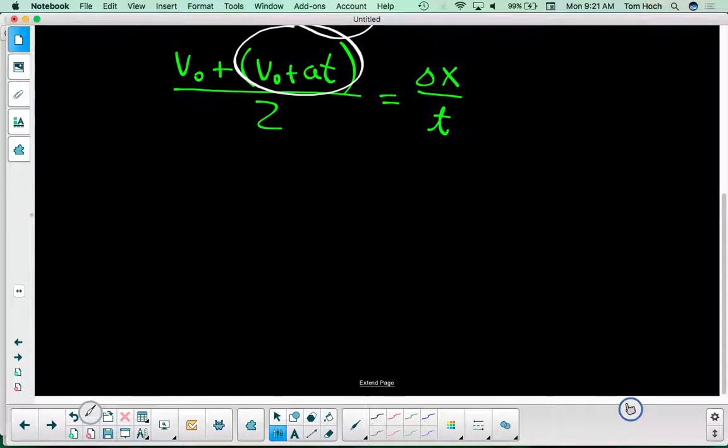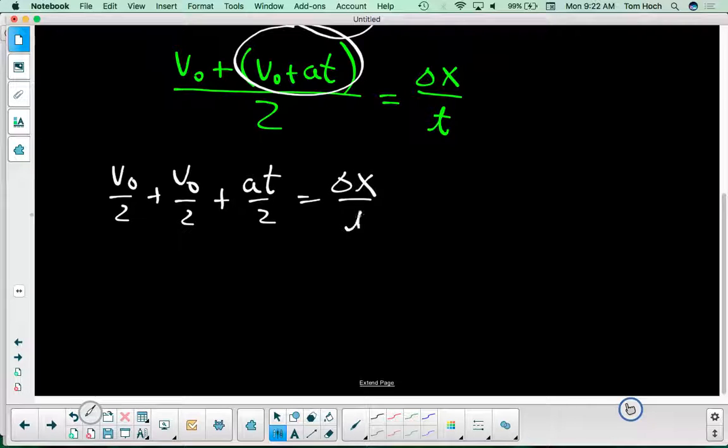This process of using algebra is something we commonly do in physics, though. All right, bear with me till I get to the end here. Now, can I distribute the 2? Would anybody bark if I did that? Here we go. V0 over 2 plus V0 over 2 plus AT over 2 equals delta X over T. Is that okay? Yeah, technically, I guess.